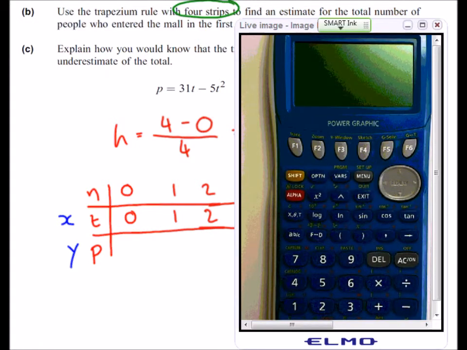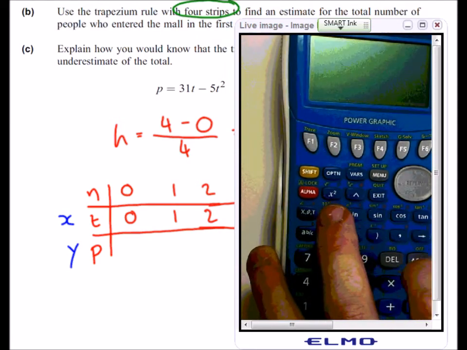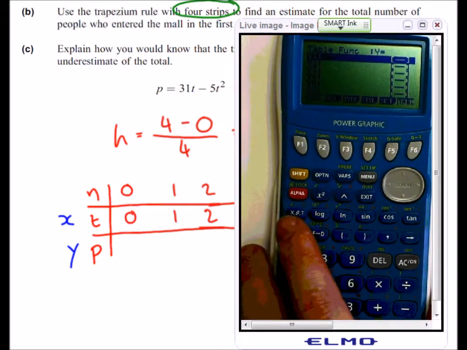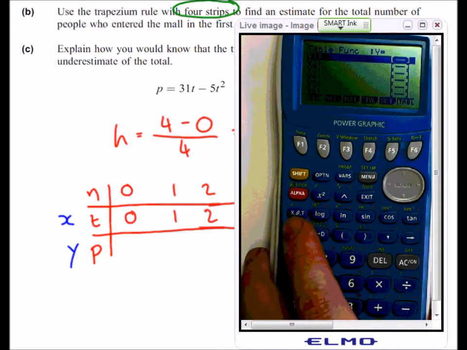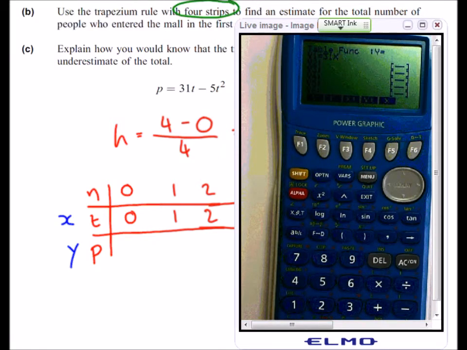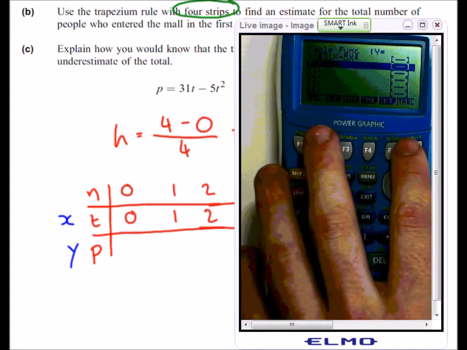Okay, the best way of calculating our p values is to use the table mode on our calculators. So we're going to switch our calculators on, and then I'm going to go to my table mode. On these calculators it's 4, I'm just going to type in the equation as it is there. So 31t, well, this is going to be x because our calculator does y and x, minus 5t squared, so minus 5x squared.